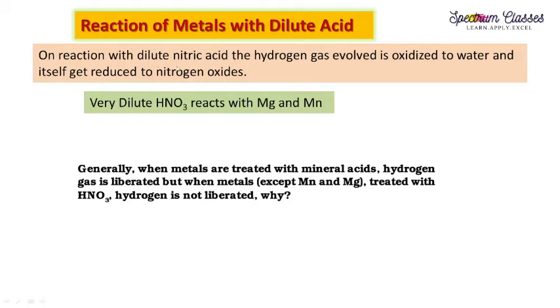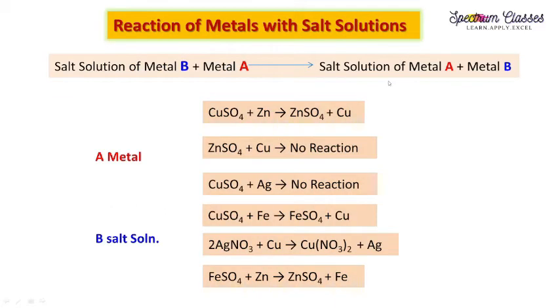On reaction with dilute nitric acid, the hydrogen gas evolved is oxidized to water and itself gets reduced to nitrogen oxide. So the hydrogen gas which is liberated over there is further oxidized. Oxidized means oxygen is attached to this hydrogen, so it forms water. That is why hydrogen gas is not liberated. So this is the answer, right? Now the second concept, reactions of metals with salt solutions. This is a very important concept, guys, and at least one question may be asked from this concept.